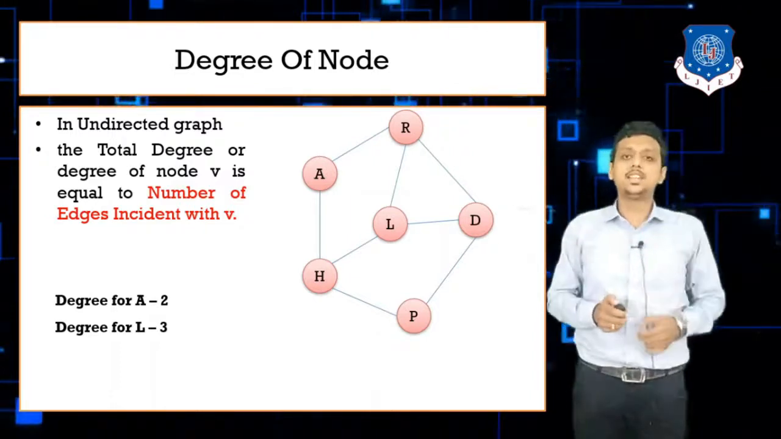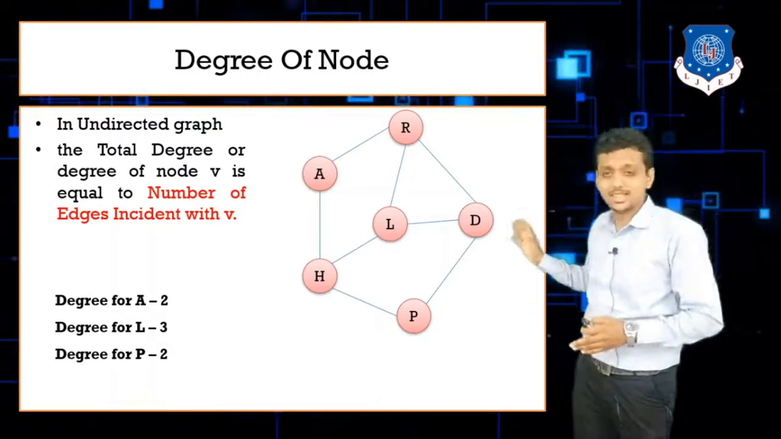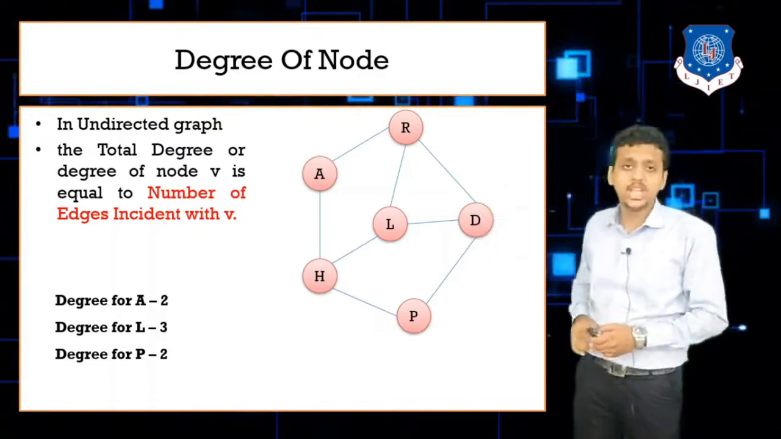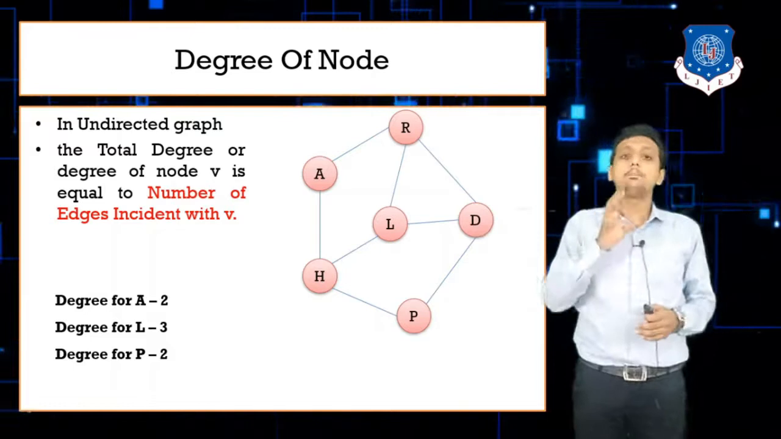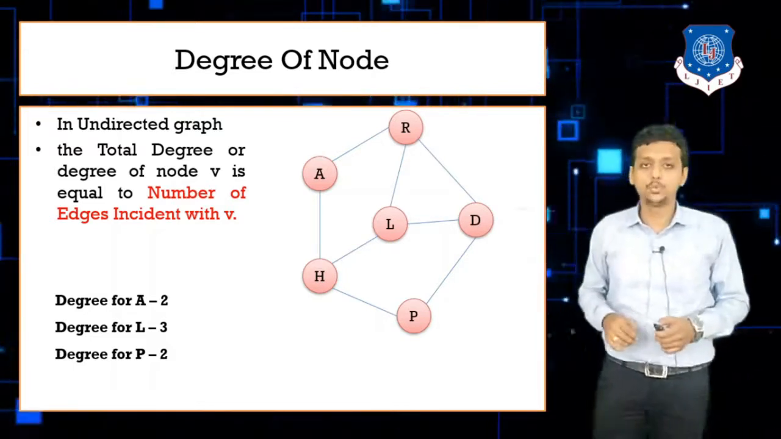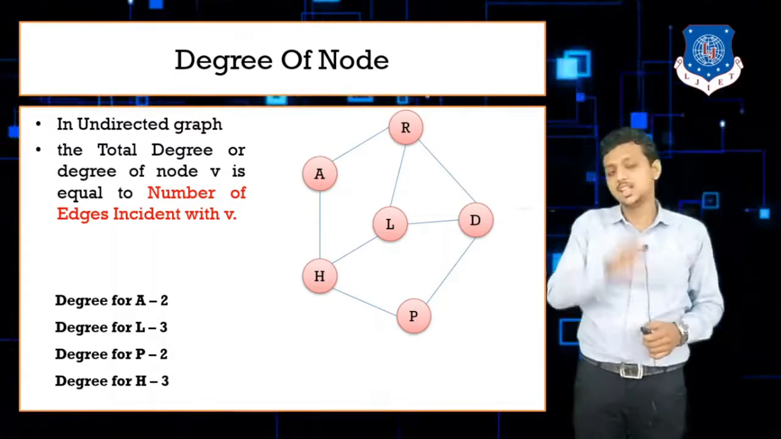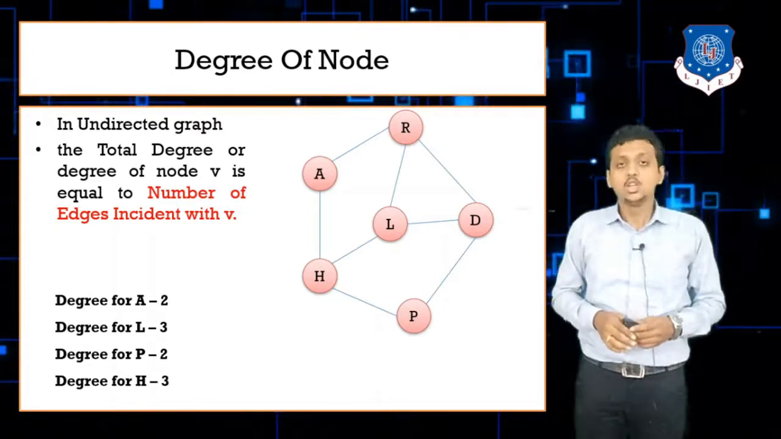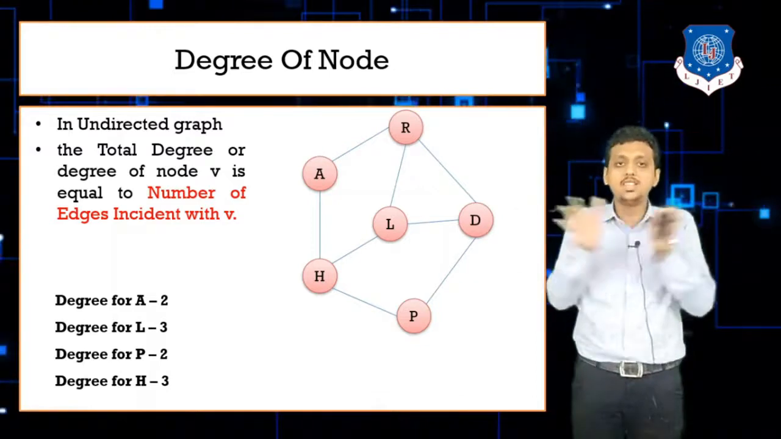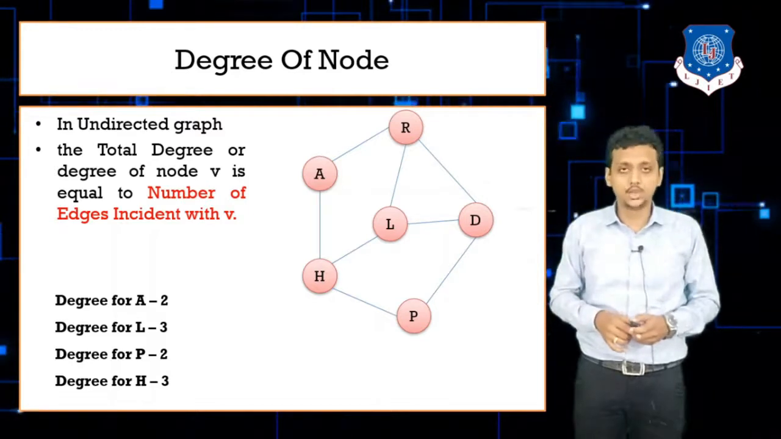Same like that, can you tell me how many edges P is connected with? P to D and P to H. So here P is connected with 2 edges. That's why the degree of P is 2. Same like that, H is connected with 3 edges, so the degree of H is 3. So in an undirected graph, the degree of a node means how many edges are connected with that particular node. That is known as the degree of a node.